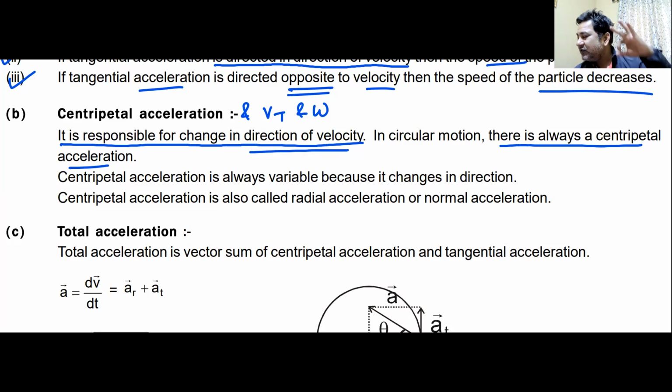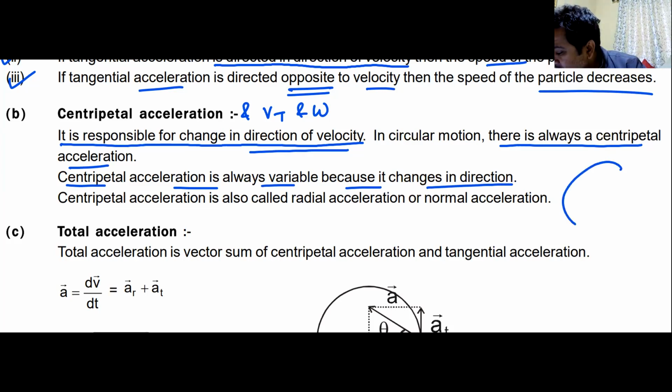There is always a centripetal acceleration because the direction of the velocity is always changing. Therefore, there will be always centripetal acceleration. Whether it is UCM or not UCM, centripetal acceleration is always there. Centripetal acceleration is always variable because it always changes its direction. Even if the magnitude is constant, it is towards the center. It is always towards the center.